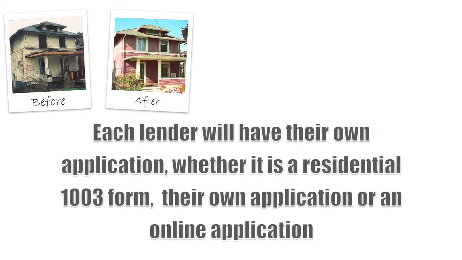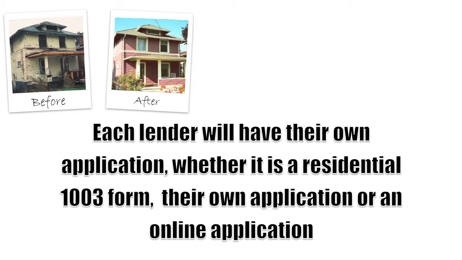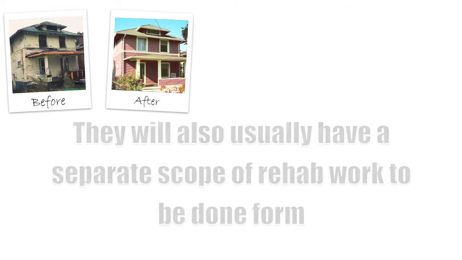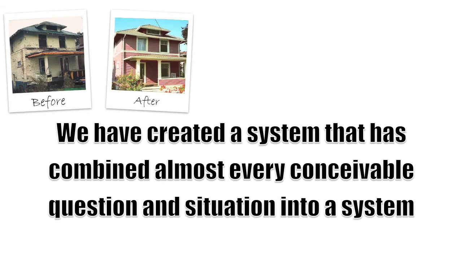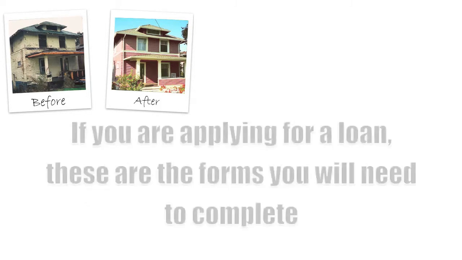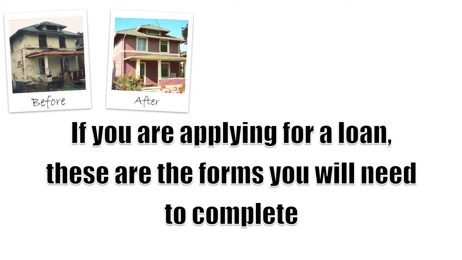to. Each lender will have their own application, whether it is a residential 1003 form, their own application, or an online application. They will also usually have a separate scope of rehab work to be done form. We've created a system that has combined almost every conceivable question and situation into a system. This will speed up the submission and underwriting process. If you're applying for a loan, these are the forms you'll need to complete.